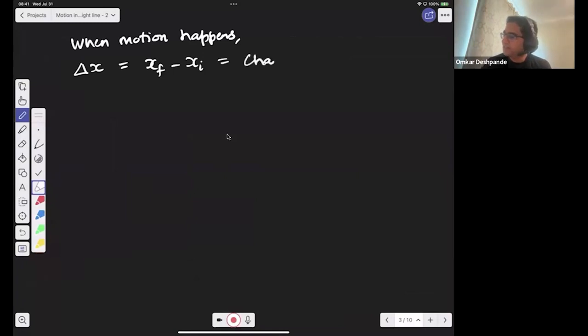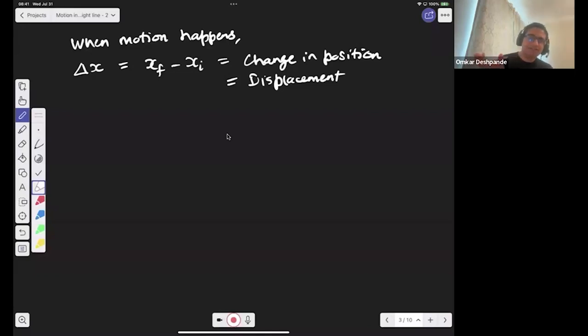And this change in position is what we call displacement. We saw that last time. So if it's negative, that means the final position is to the left of the initial position, so the particle is moving towards the left. If it's positive, that means the final position is towards the right of the initial position, so the particle has overall moved to the right.